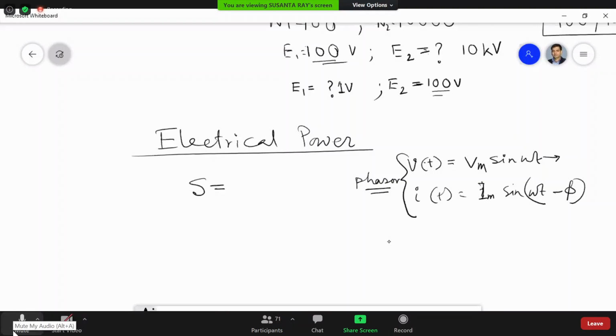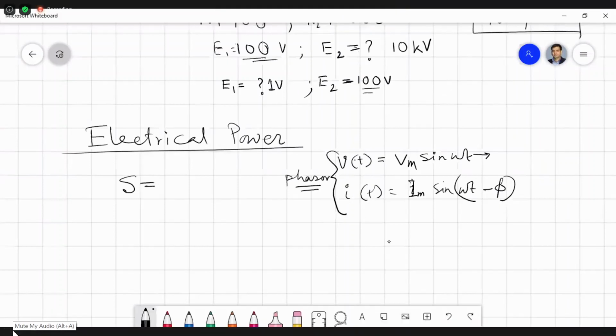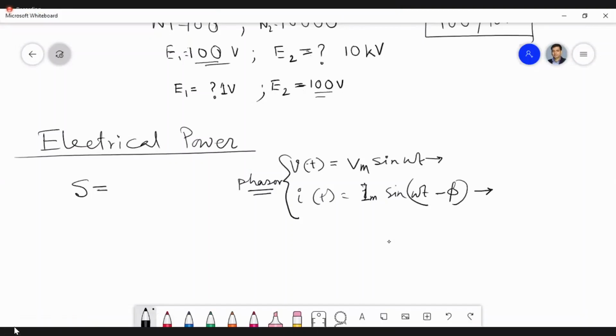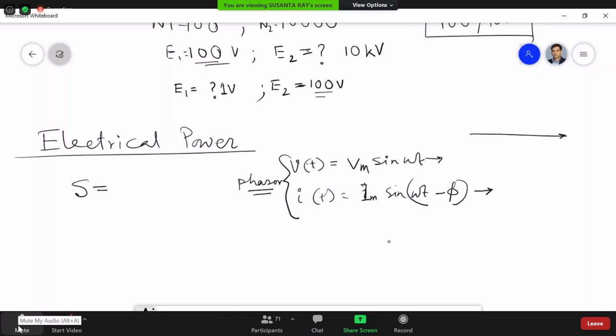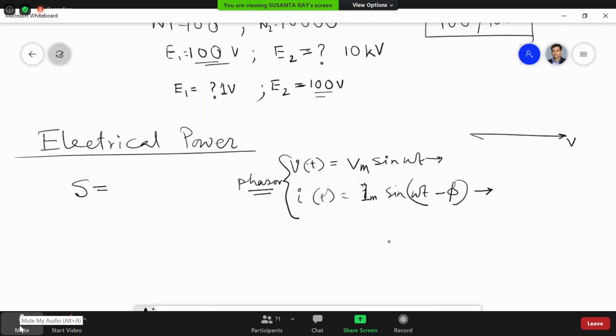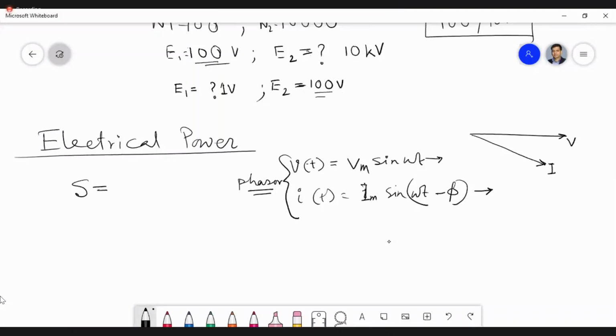These two quantities. Suppose the first one. If we draw an arrow like this, that will represent V of t, and if we go at an angle phi below that arrow, we could represent I of t. This is I.